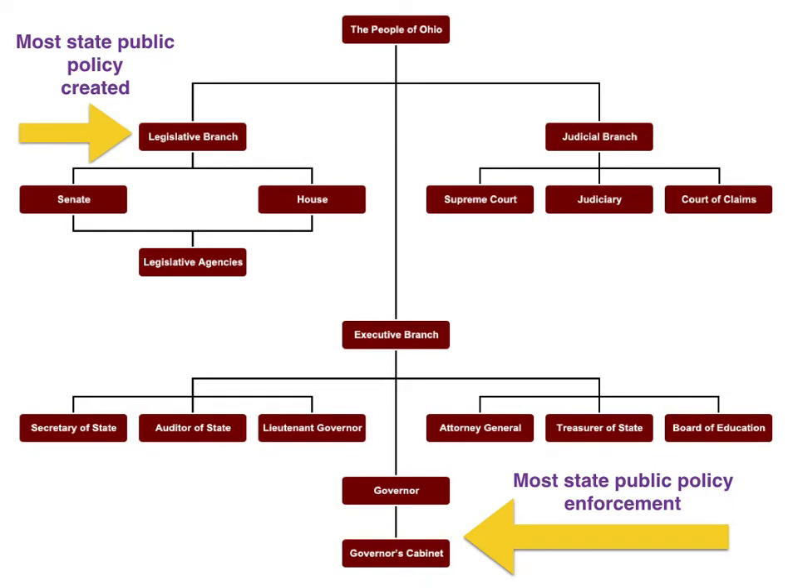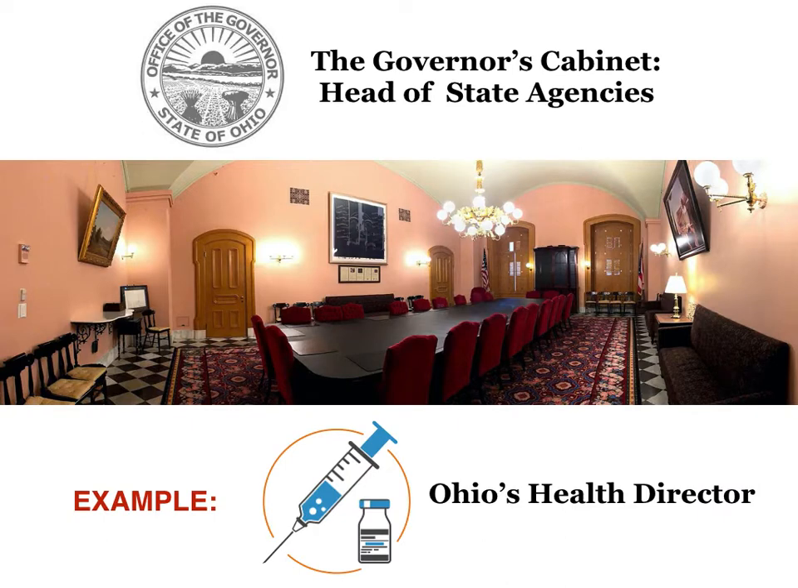It's very similar to the federal level, whereas Congress creates the public policy and it falls on the president or the president's cabinet to enforce it. Nationally, well, in the state of Ohio, it falls on the governor to enforce public policy that's been passed by the legislative branch or Congress. So the cabinet is involved in the enforcement, and the governor has a team of people that heads state agencies that have been appointed by the governor and approved by the Ohio Senate, and they make sure that public policy is carried out.